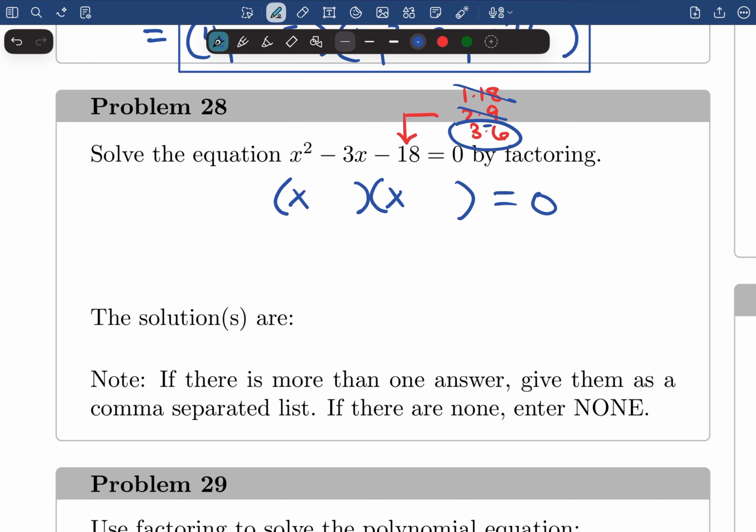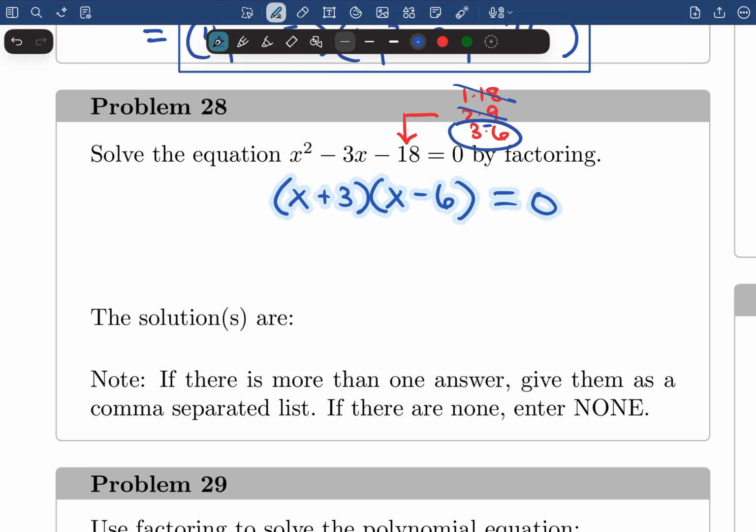Okay, so that's what I'm doing. I'm choosing 3 and 6. I'm making the 6 negative. So I'll have a positive 3 and a negative 6 that go here and here. Of course, you could confirm this by foiling it back out and seeing if it gives you what you had. Looks like I've done it right.